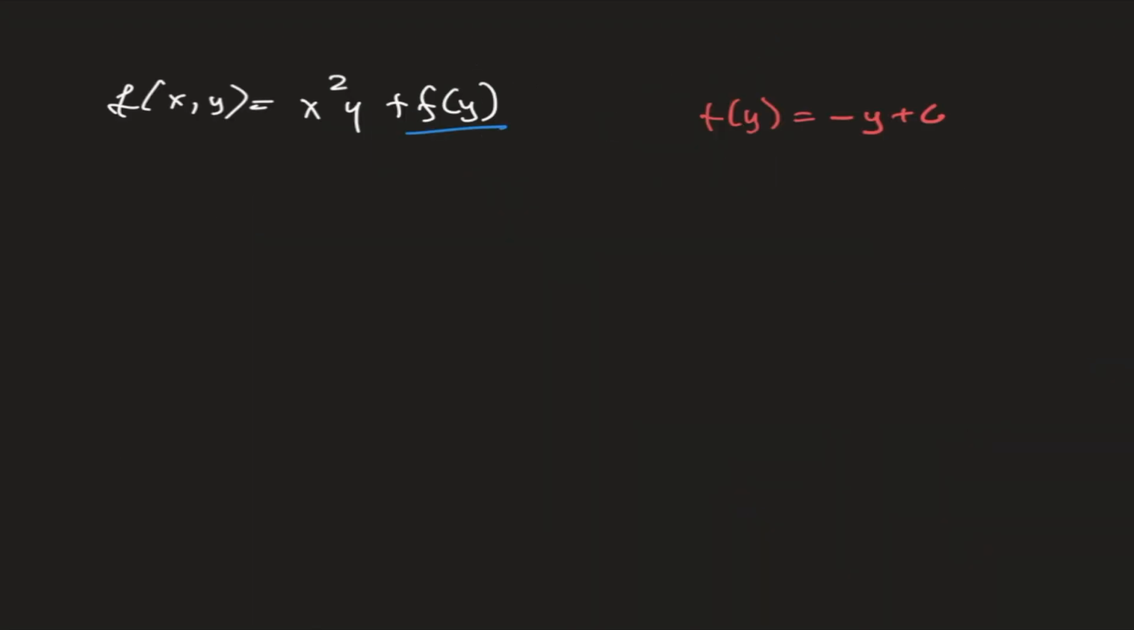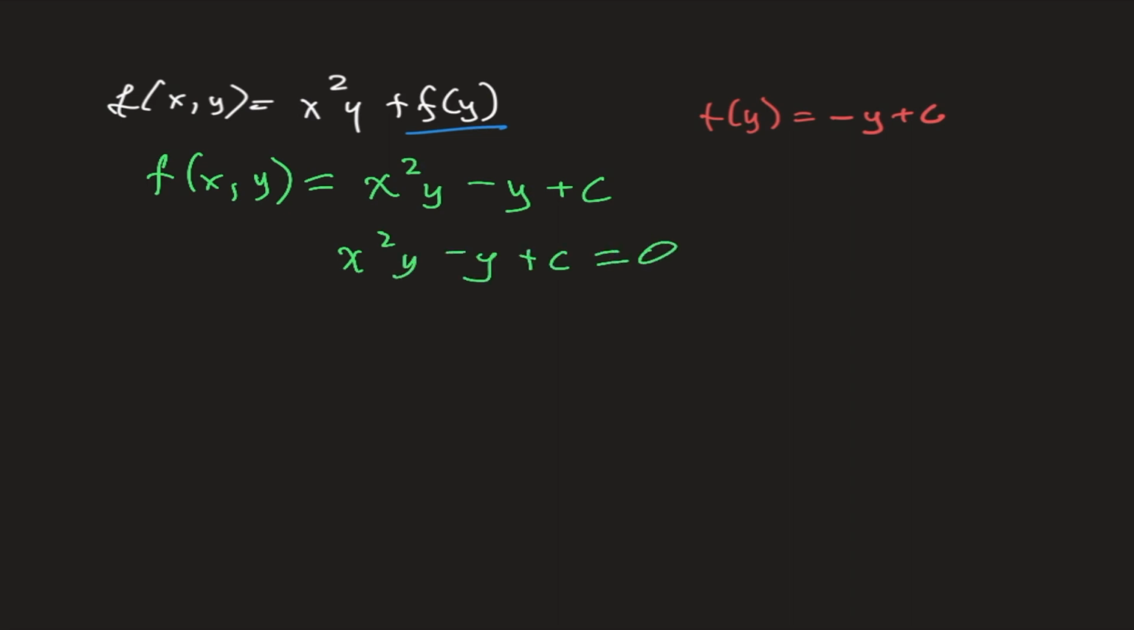So finally, I can take that f of y that we just found and plug it into my equation, and I have x squared y minus y plus c. So the solution to this differential equation would just be x squared y minus y plus c equals 0. You can also move the c over to the other side. You can find the explicit or the implicit solution.